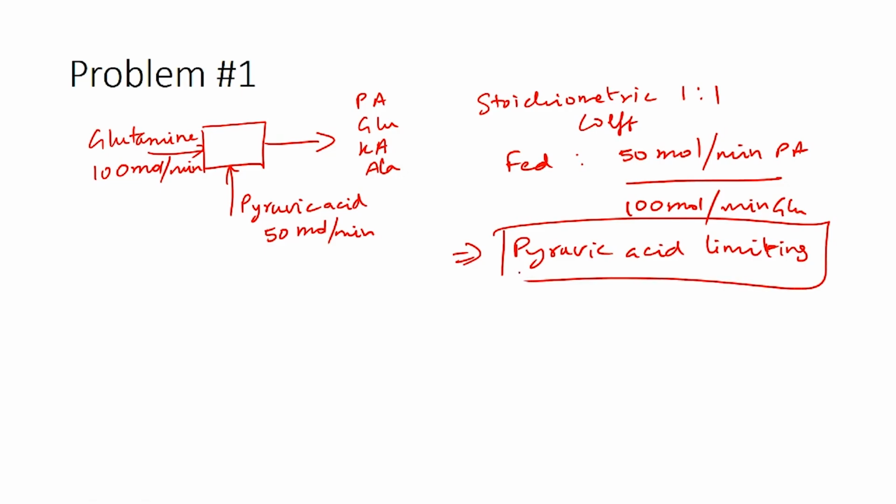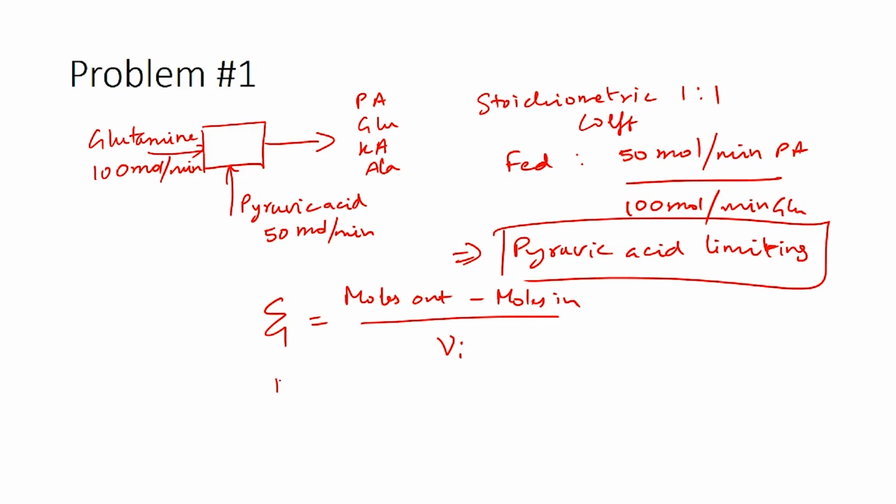Now, the next thing is we need to calculate the conversions and the extent of reactions using glutamine and pyruvic acid. The extent of reaction is defined as moles of a component out minus moles in, divided by the stoichiometric coefficient of that particular component. Here we are looking at the reactants, glutamine and pyruvic acid, which means the stoichiometric coefficients would be -1. So, we need to identify moles coming out for glutamine and pyruvic acid to calculate the extent of reaction.